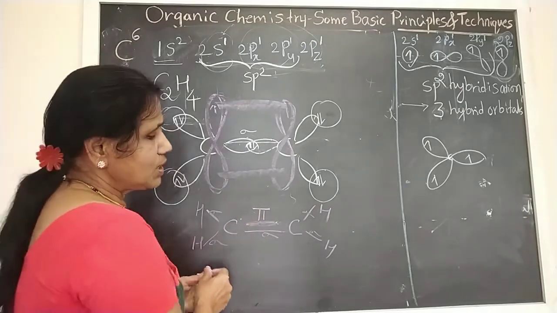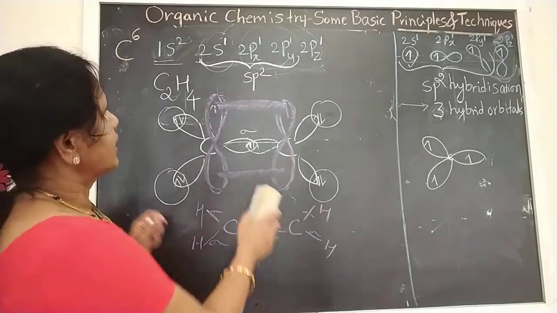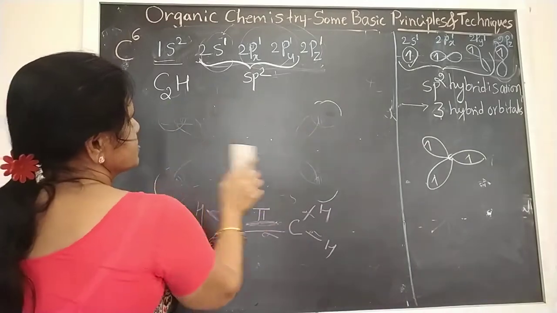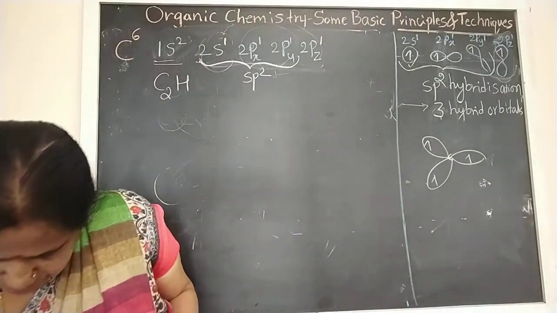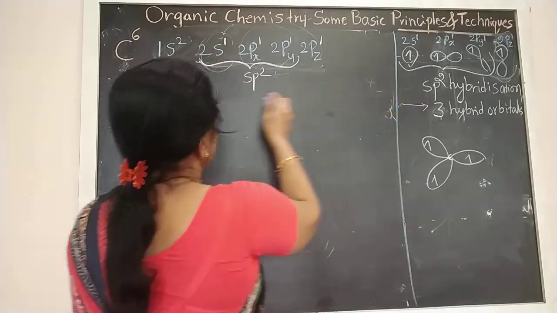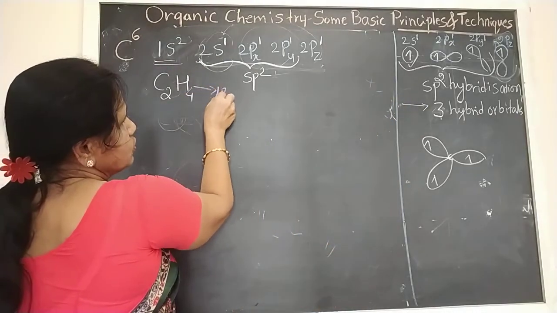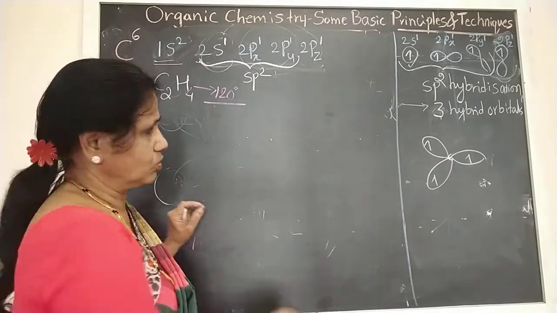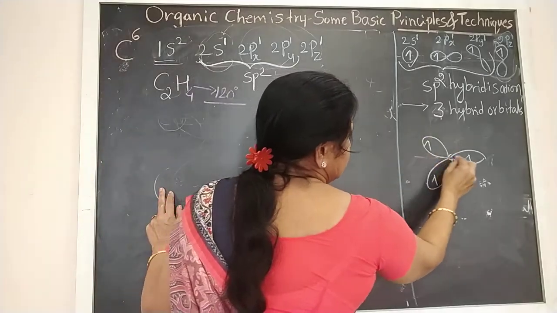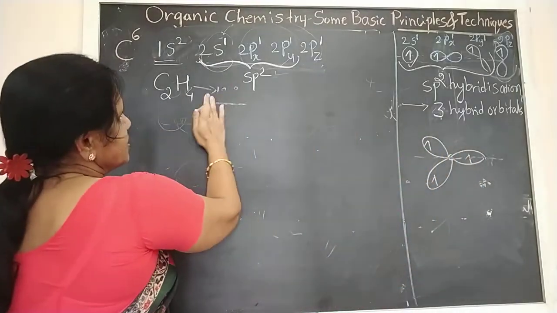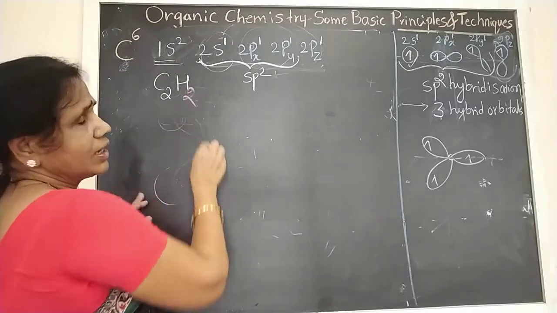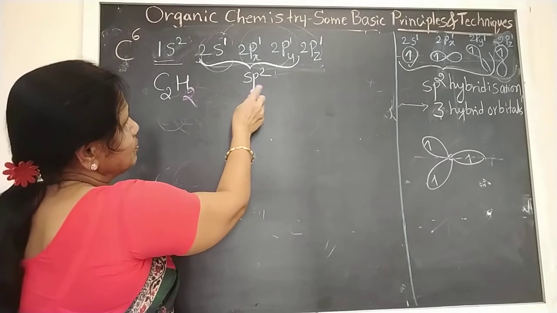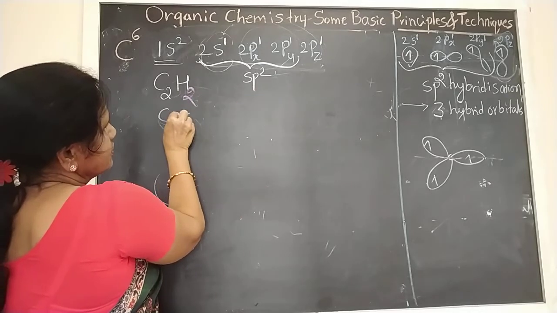Okay. Similarly, next is ethyne. The ethyne formula is C2H2. In case of C2H4, the bond angle is 120 degrees and the shape is trigonal planar, like this. Then ethyne comes under alkynes. In this case, the structure is CH triple bond CH.